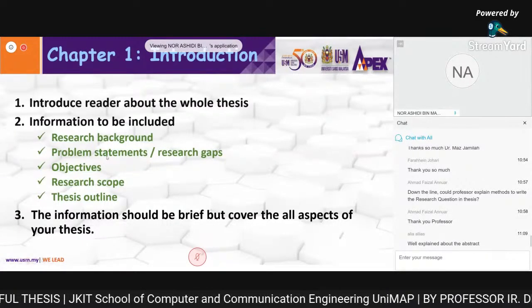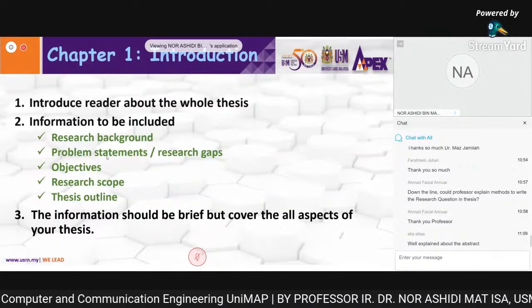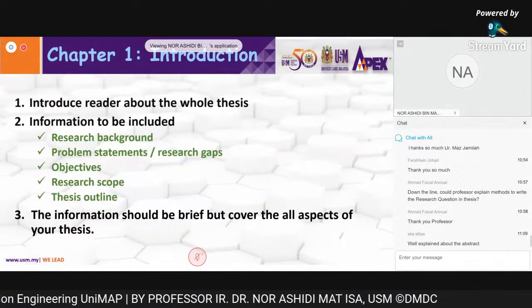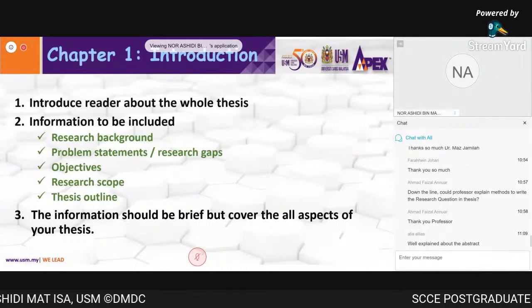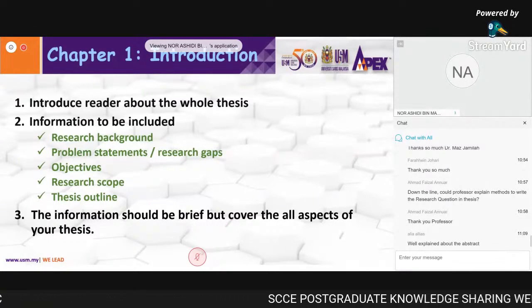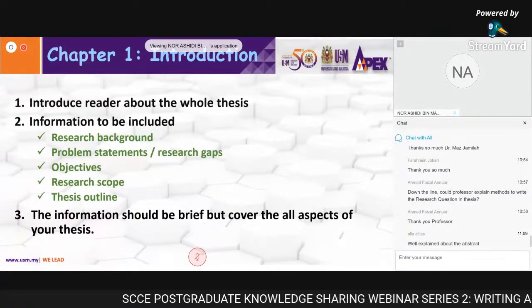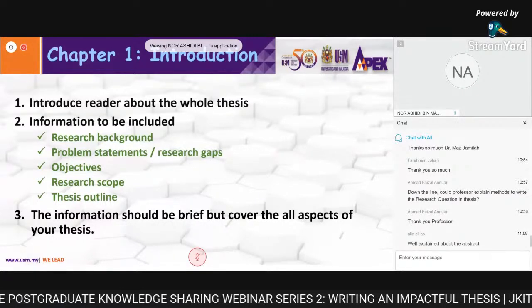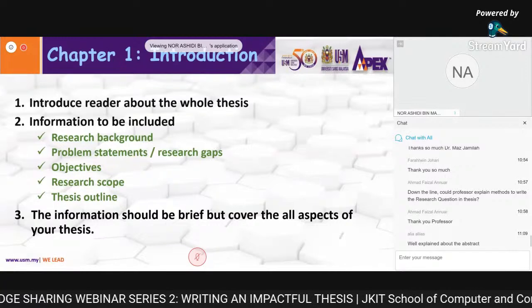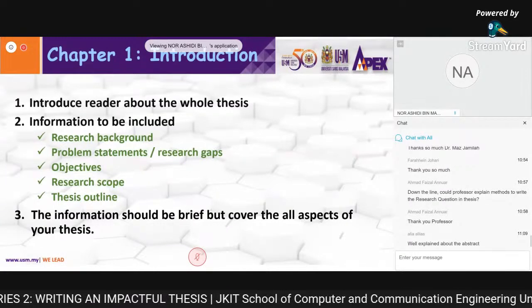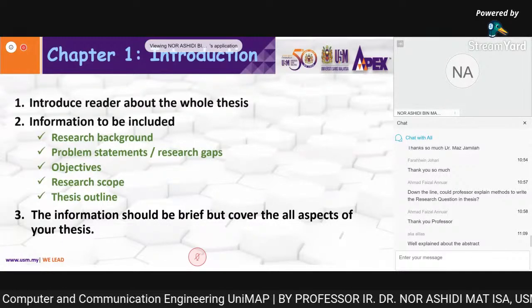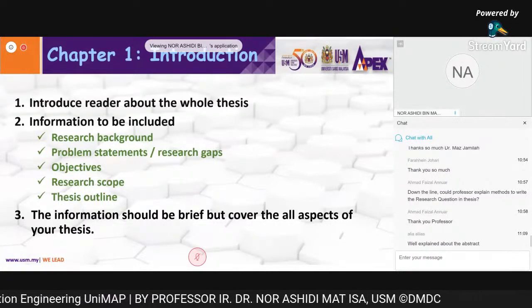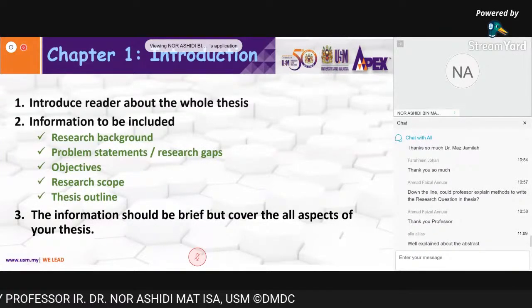Okay, so that's why I want my students to start with Chapter 2, so they know exactly their work, their direction, their problem, their research area. Then after that, they know, okay, this is the problem. Then move to Chapter 3, methodology, how to solve the problem. And after that, you have the methodology, how you want to prove that your methodology is successful. Then you go to Chapter 4.